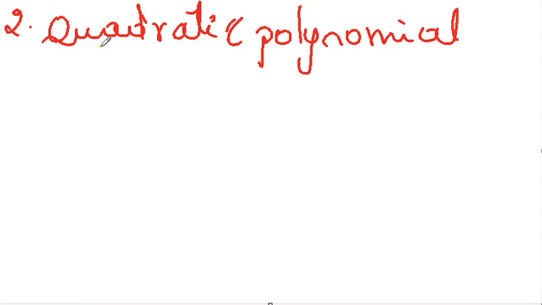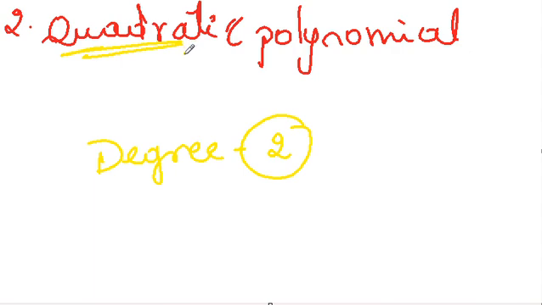In this you can observe the name quadra. Quadra means the degree of the polynomial should be, sorry, 2. Linear it is 1. For quadratic it is 2. So if the degree of the polynomial is 2, then it is called quadratic polynomial.